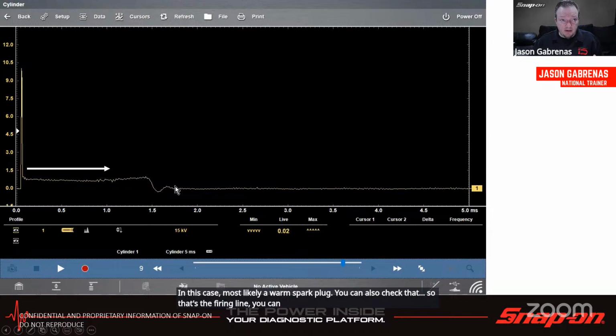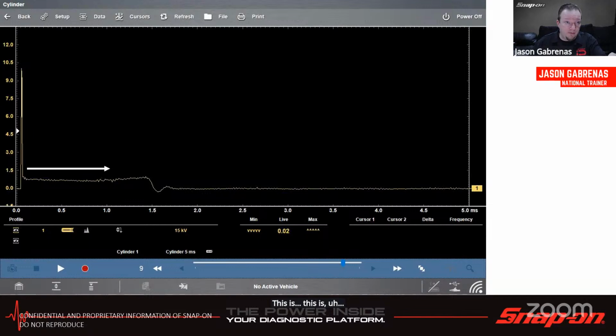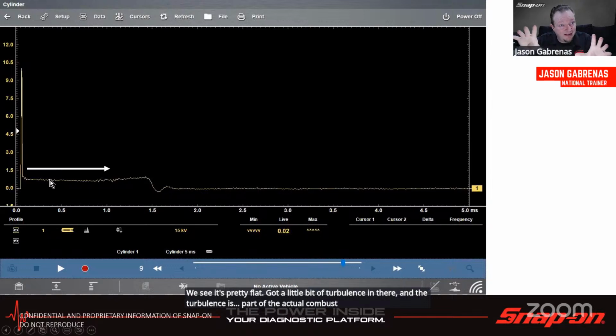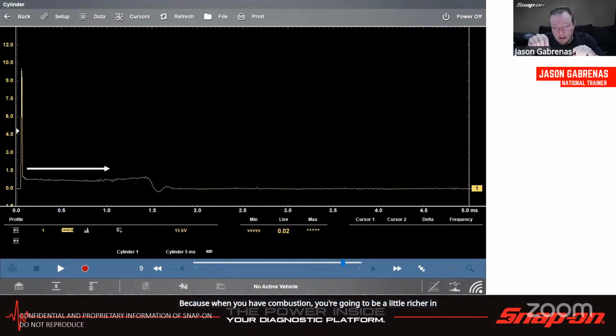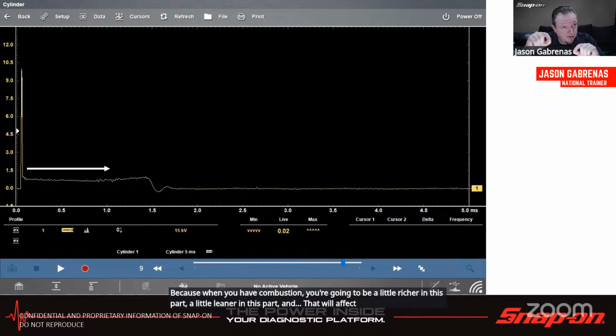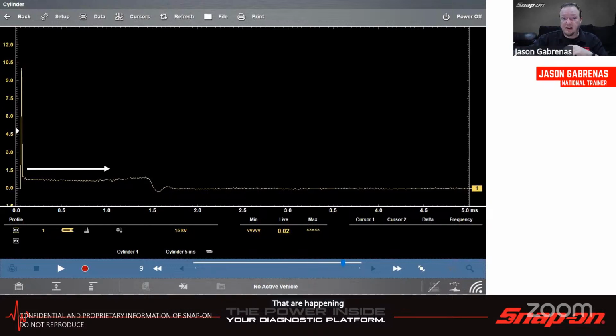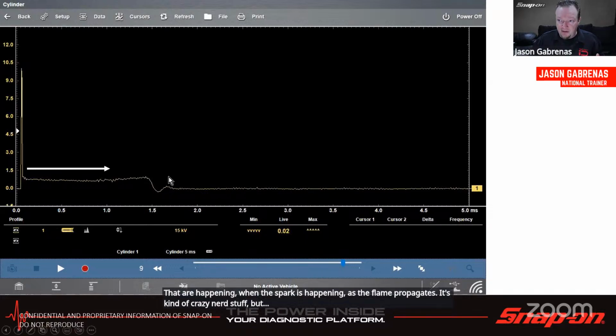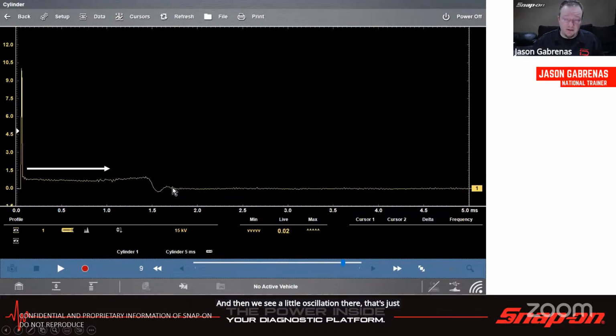You can also check the spark line to see how things are going. This is very helpful. So in this case, this is normal. We see it's pretty flat. Got a little bit of turbulence in there, and the turbulence is part of the actual combustion process happening. Because when you have combustion, you're going to be a little richer in this part, a little leaner in this part, and that will affect the voltages that are happening when the spark is happening as the flame propagates. It's kind of like crazy nerd stuff, but when it's fairly flat, that's good. And then we see a little oscillation there. That's just coil oscillation. That's normal too.